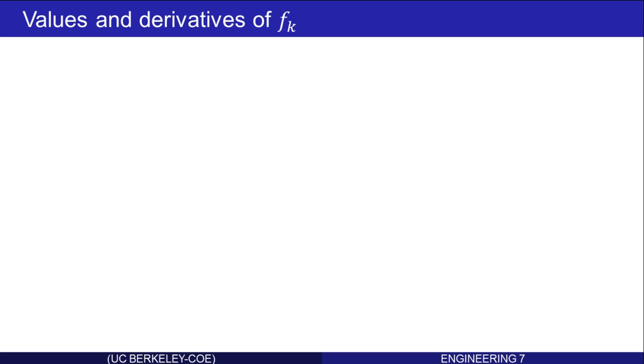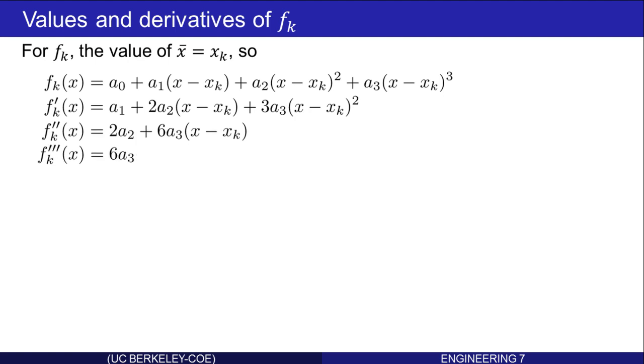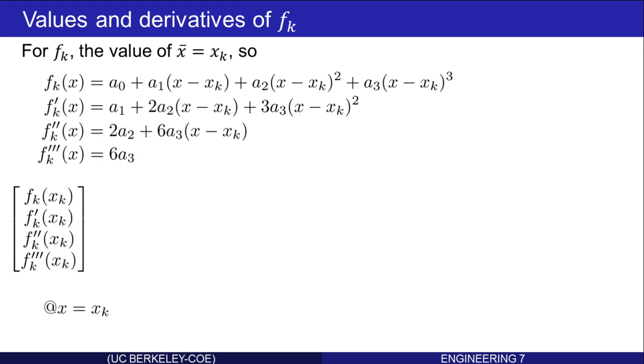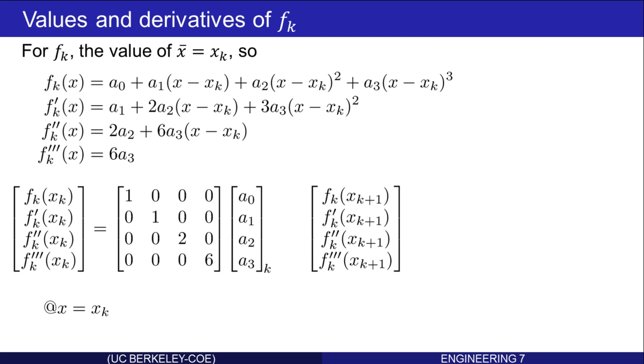Let's be more specific and think about our polynomial f sub k. We'll write f sub k relative to the left endpoint of the interval where it's defined. It's defined on the interval x_k to x_{k+1}. So write f_k as shown there. The derivatives are as you'd expect. And then let's evaluate f_k and its derivatives at the two endpoints that it's interesting to evaluate it at: x_k, in which case we get a very simple expression, as well as at x_{k+1}, the right endpoint.